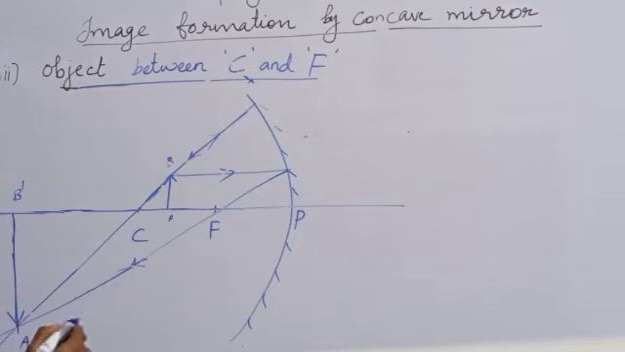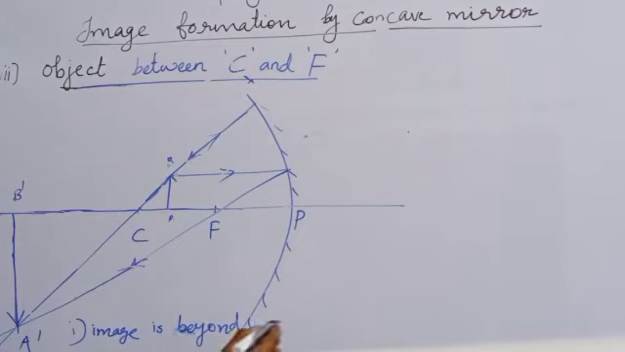Now the characteristics of the image: the image is formed beyond C. Second one, enlarged image. Third one, real and inverted image.